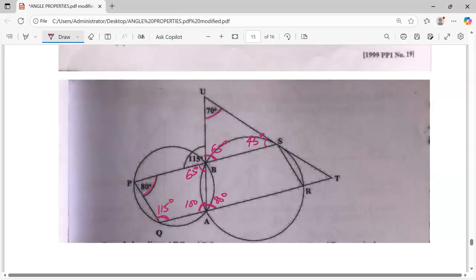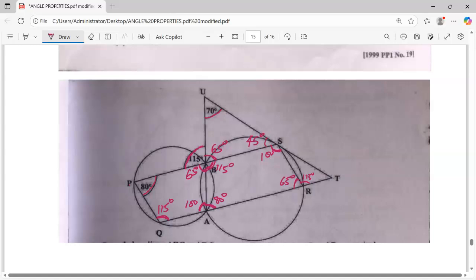Again, once we have done that, we can proceed. Remember, this angle at this point here is the vertically opposite of this angle here. We are going to have 115 degrees. That means the angle at this point is going to be 65 degrees. And if that is the case, then the angle here is going to be 115 degrees. So this one is going to be 115 degrees at this point. We can as well get this angle here, which is going to be 100, because the angle at A and the angle at S form the opposite angles of a cyclic quadrilateral.